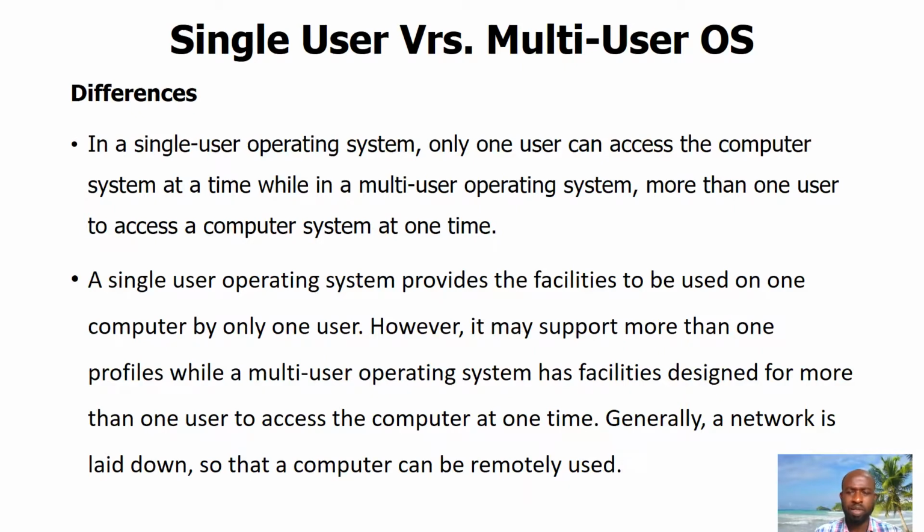A single-user operating system provides the facilities to be used on one computer by only one user. However, it may support more than one profile, while a multi-user operating system has facilities designed for more than one user to access the computer at one time. Generally, a network is laid down so that the computer can be remotely used.